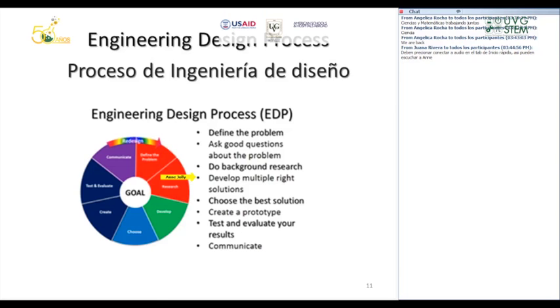But in STEM, there are multiple right solutions for coming up with an answer to a problem. They learn to choose the best solution, and then they create prototypes of their solution. Obviously, they can't build a real dam, but they can create a prototype. And then, of course, testing, evaluation, and communication are a tremendously important part of STEM.